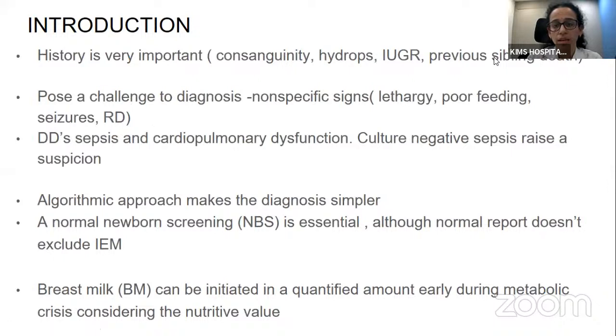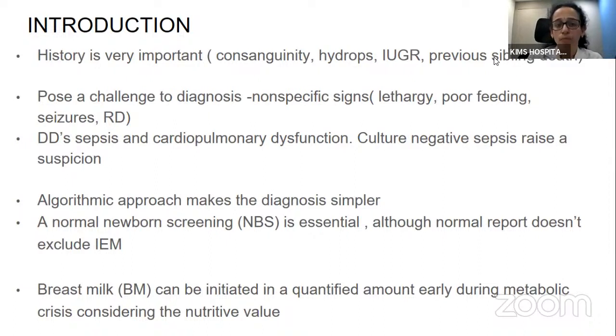So let's see some of the introductory aspects about the IEM. As I said already, the history is very important before approaching a case of suspected IEM: was there any history of consanguinity, history of high drops in the current baby or the previous baby, history of IUGR, or previous affected siblings or affected family members.